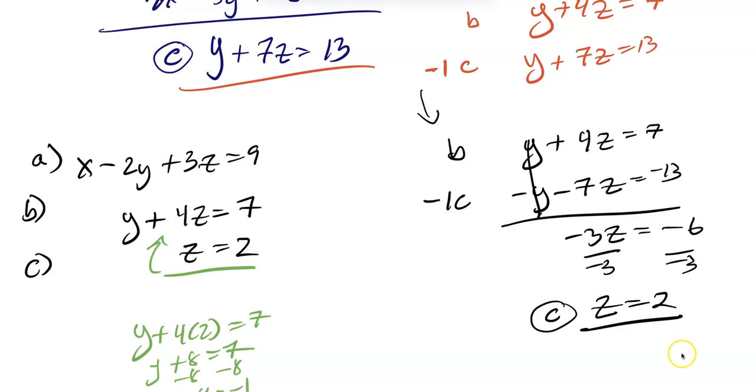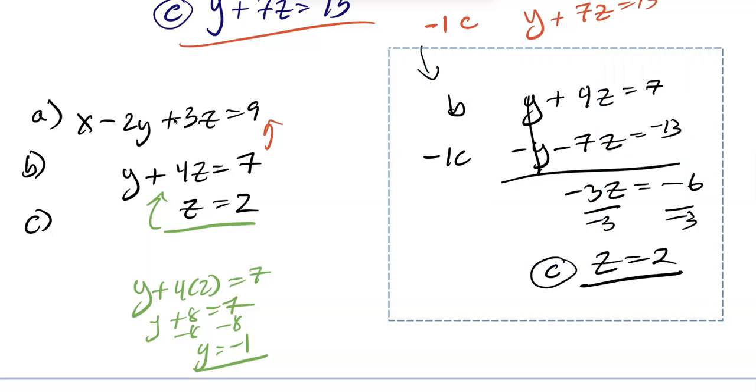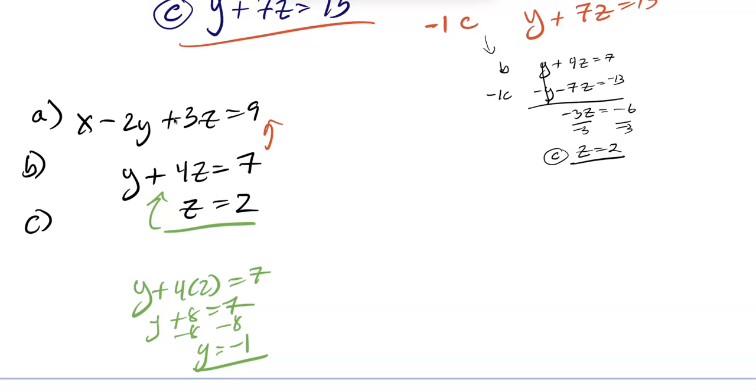So now we have z and y. We're going to plug both of those into our top equation here. I might need space, so let me try to shrink all this so I can do it there. So we're going to plug them all in: x minus 2 times -1 plus 3 times 2 equals 9.